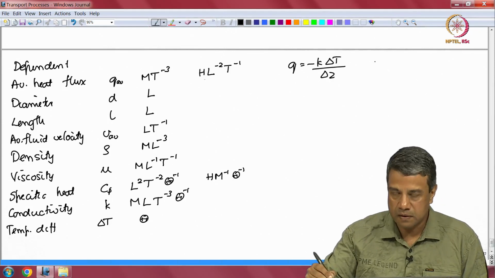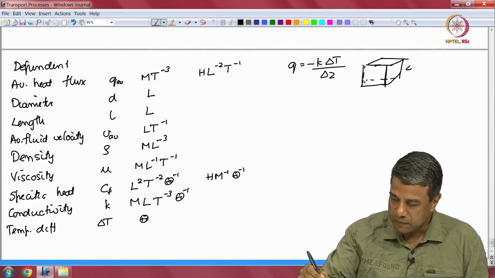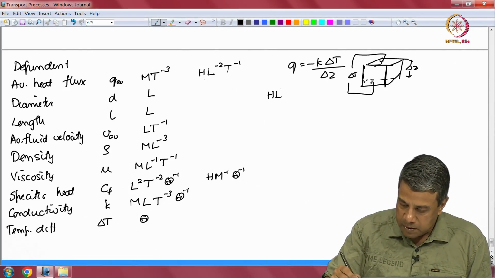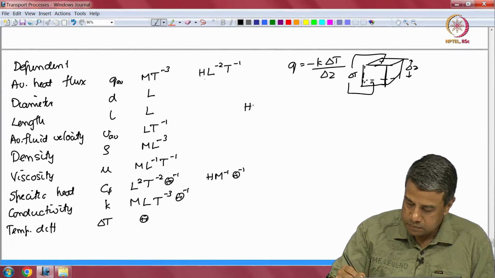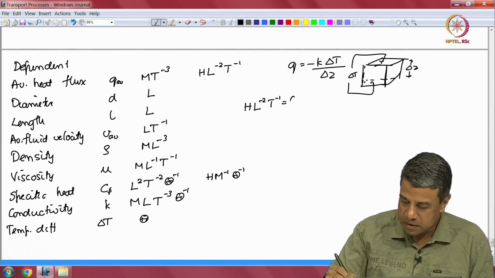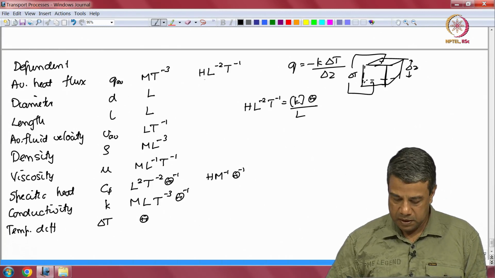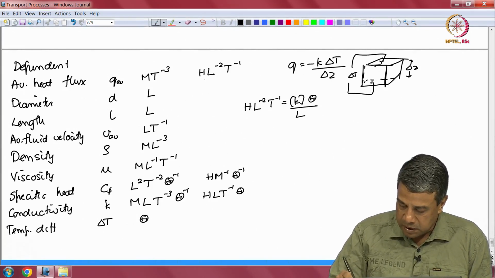Okay. For conduction, if you recall, across a slab of distance delta Z in the Z direction, across which I have imposed a temperature difference delta T, okay, across the slab. Q is equal to H L power minus 2 T inverse. Okay, so, the dimension of Q is equal to the dimension of K into theta divided by L. Okay. Therefore, thermal conductivity has dimensions of H L T inverse theta inverse.